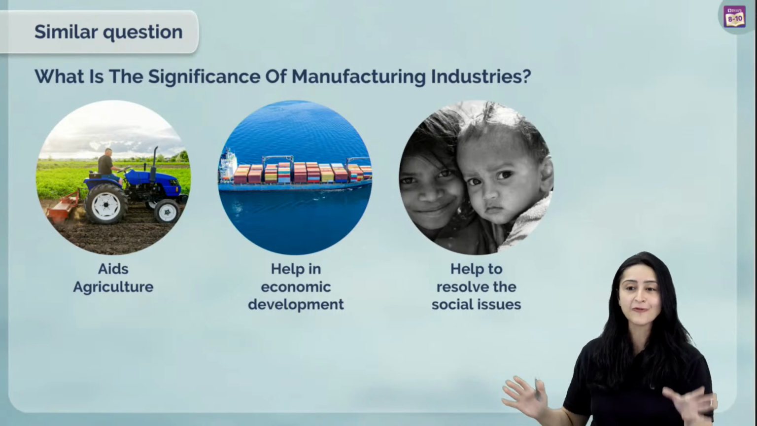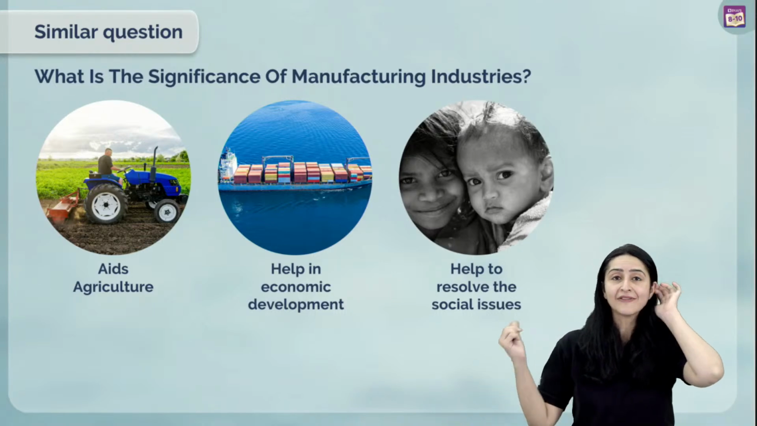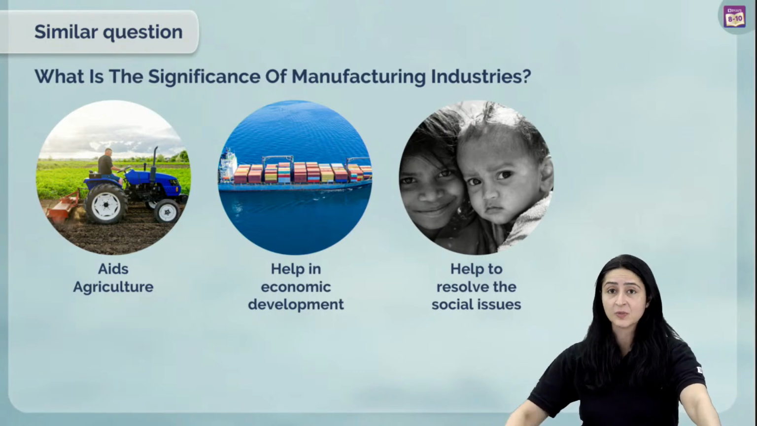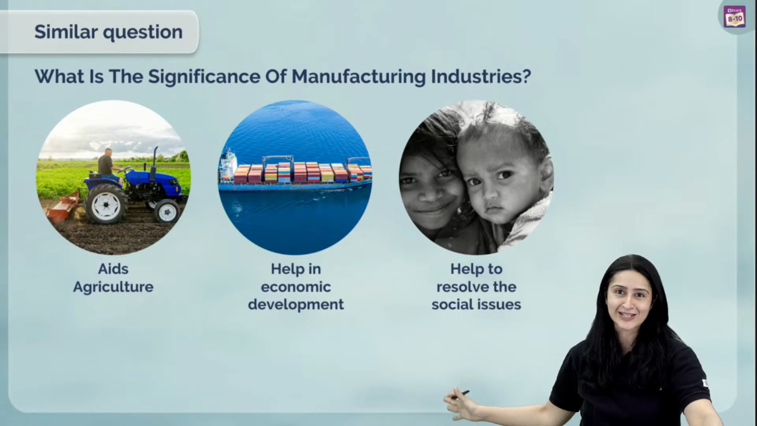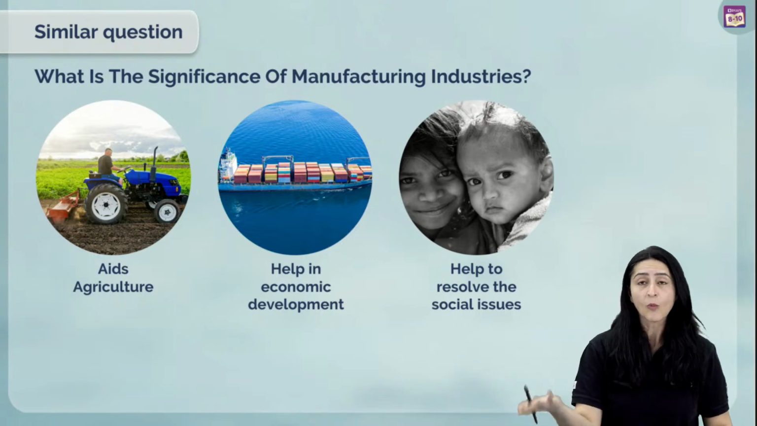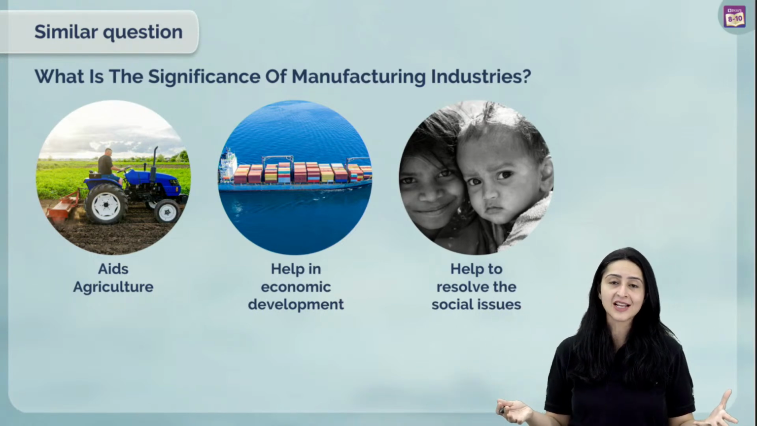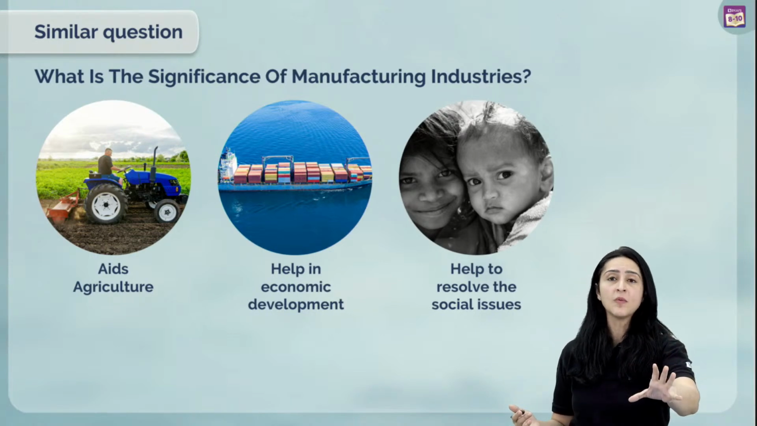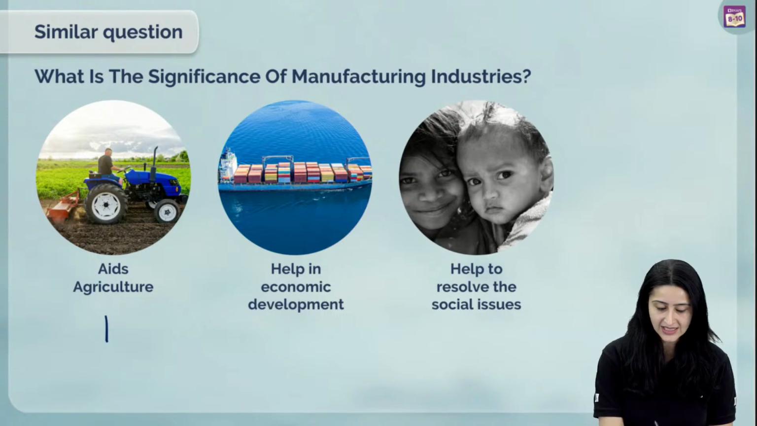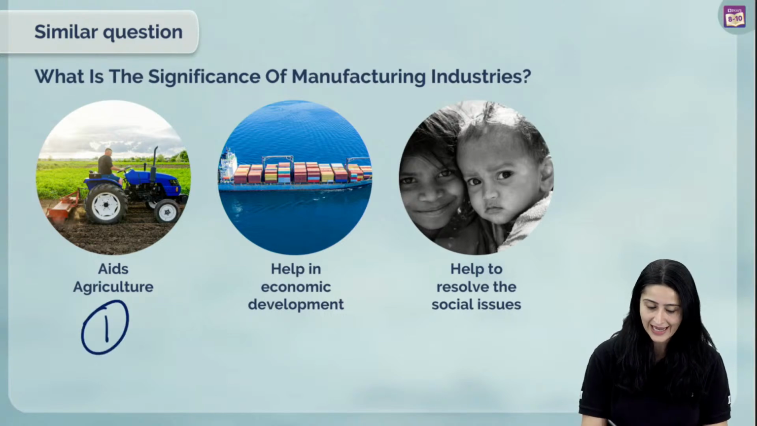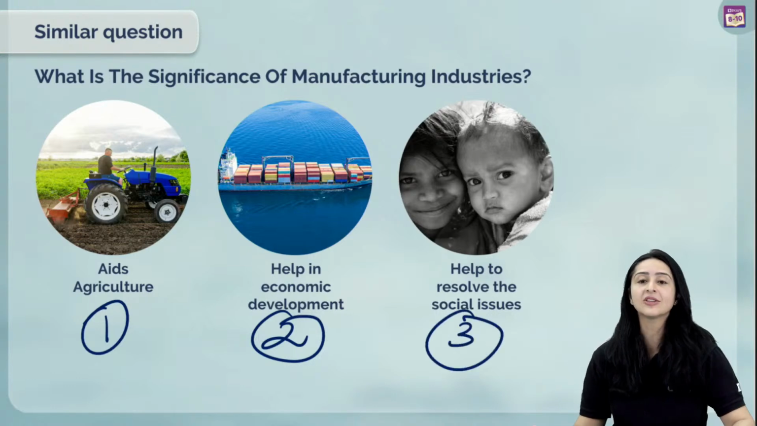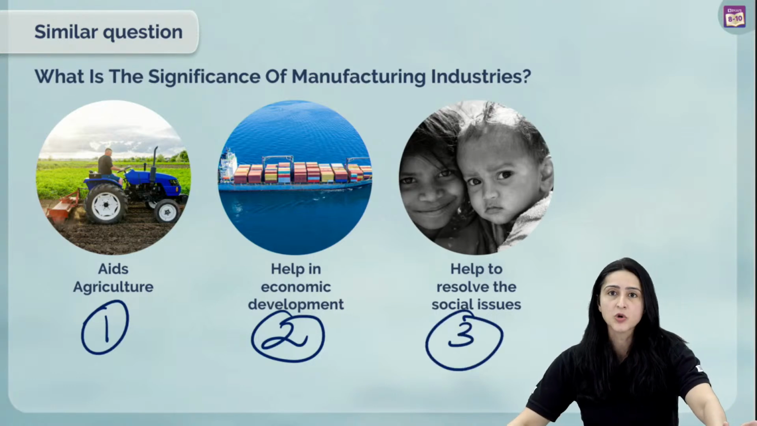Right? And again, if you take a look at the slide, you will remember that we have discussed this in detail in our geography session, where we explained the significance. We had a whole topic that was dedicated, actually a full subsection part 1, to this. What are the ways that the manufacturing industries help us? Well, if you have a 2-mark question, then all you need to do is say the significance of manufacturing industries is, number 1, it helps in aiding agriculture. Number 2, it helps in terms of economic development, and number 3, it helps us to resolve social issues.